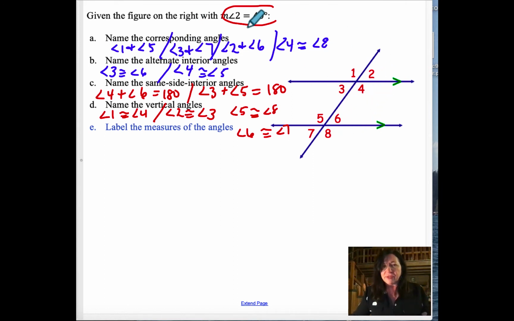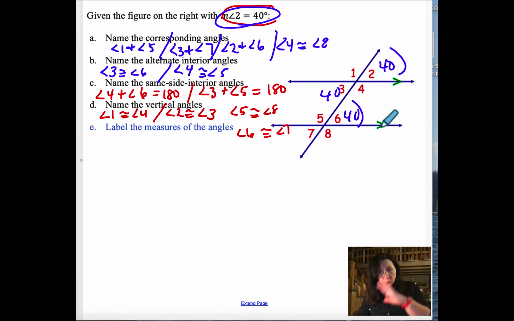All right. Lastly, they're saying this is 40 degrees right here. Let's put in everything we know. We know that's 40. That's 40, vertical angles. Alternate interior angles, 40. Also, this one and this one, corresponding angles. 40 there, and then 40 there. So then let's figure out what's the rest. Well, this makes 180 degrees, right? So that would mean 8 is 140, 5 is 140, 4 is 140, and 1 is 140.